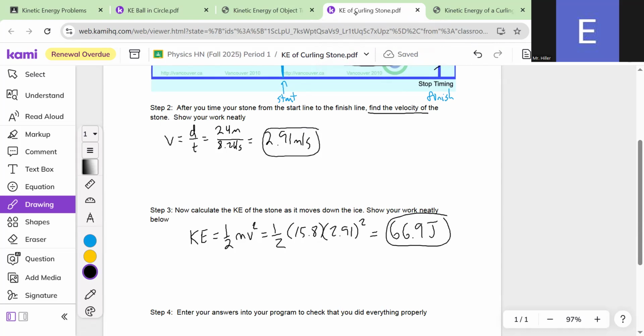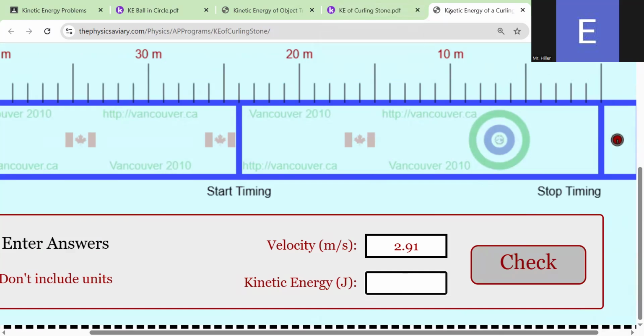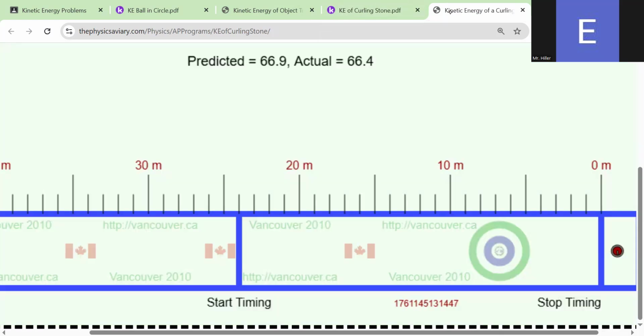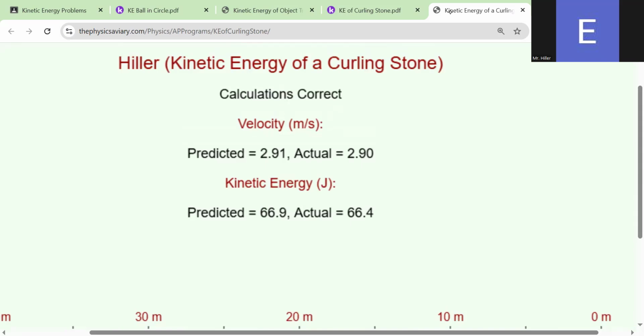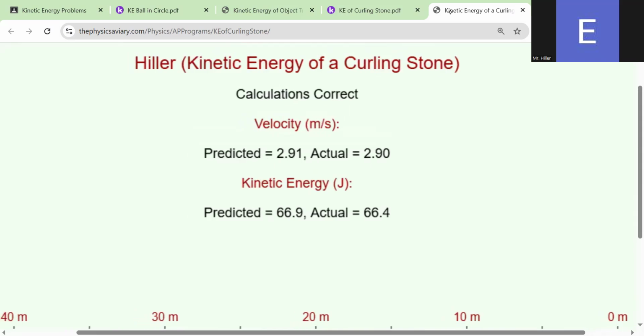Okay, and I'm getting almost 67 joules. All right, and there we go. Hopefully you were able to get both of these kinetic energy calculations done. I hope you see that kinetic energy is truly a very easy calculation to do. If you do have any questions, obviously, please come and see me. All right, well, see you next time.